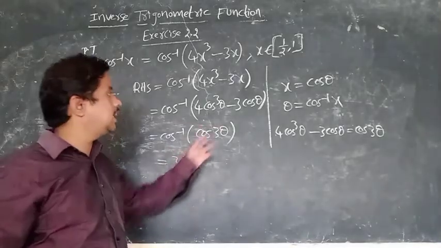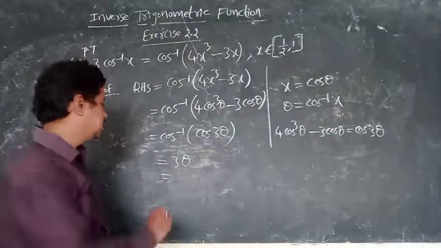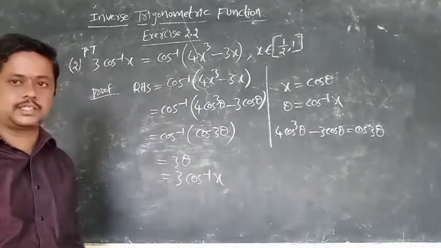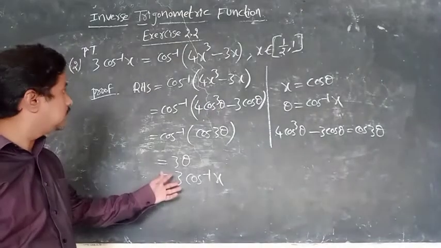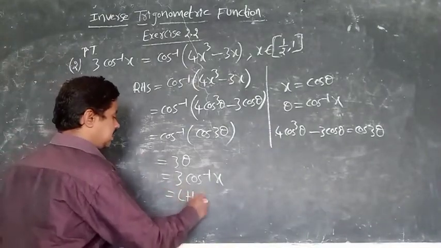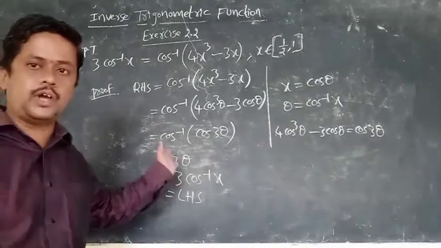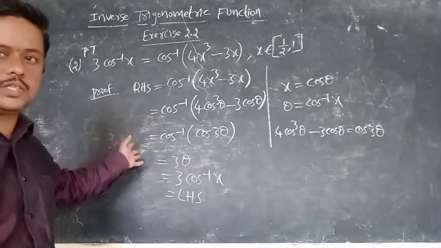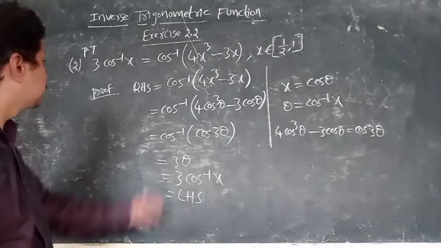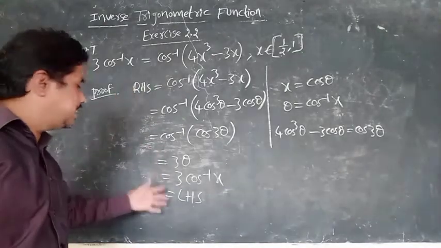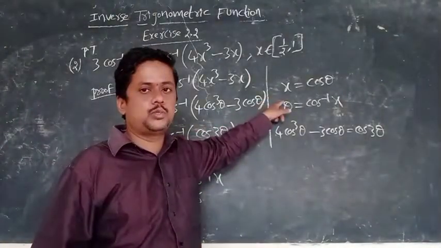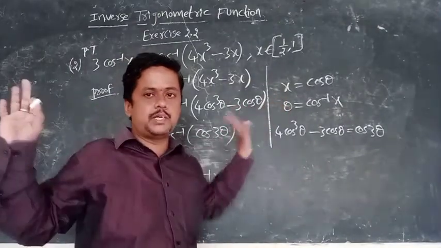So what is theta? Theta is equal to cos inverse x. So 3 into cos inverse x. What is this? This is the LHS. Like that you have to prove the problem. These two problems are very important questions for the main examination. So the RHS is taken and the LHS is proven. Substitution is very important. If you know substitution well, 50% of the problem will be over.